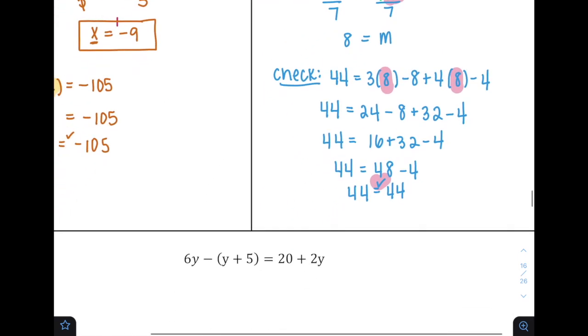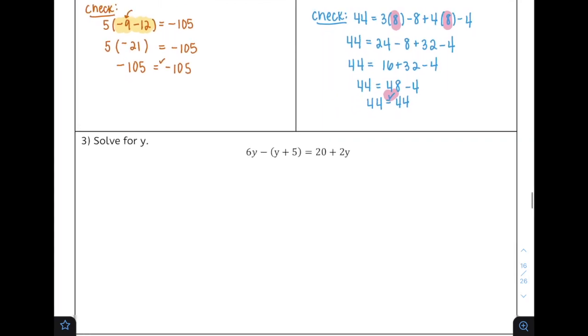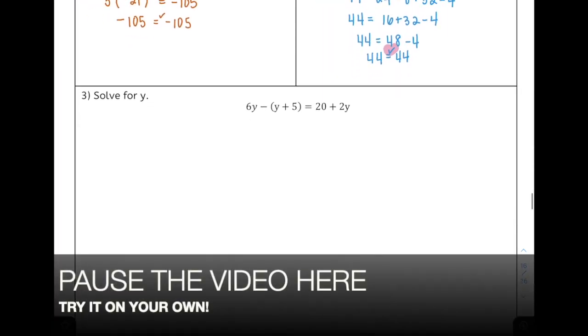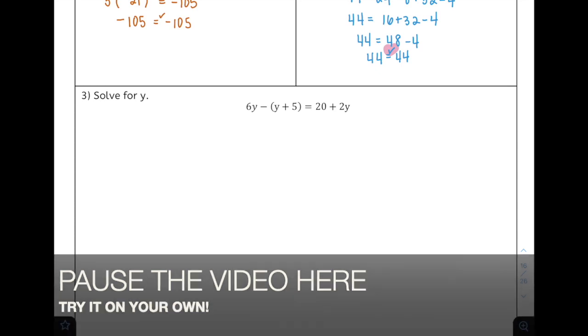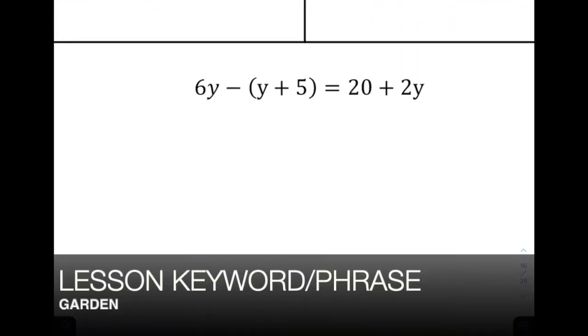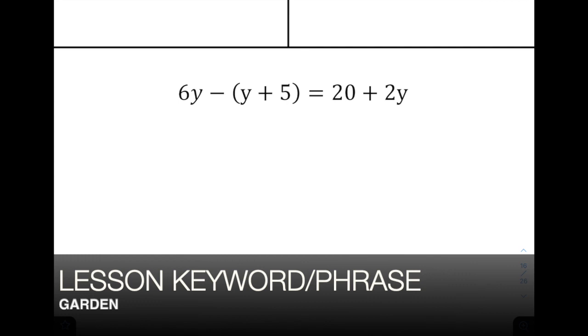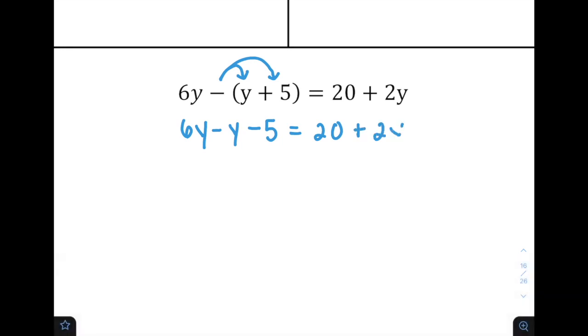Number 3. So number 3, you're solving for y. Pause the video here, try it on your own, and come back and check your answer. So for number 3, I'm going to distribute first and get rid of my negative on the outside. So I'm going to distribute to the inside and get 6y minus 5 equals 20 plus 2y.